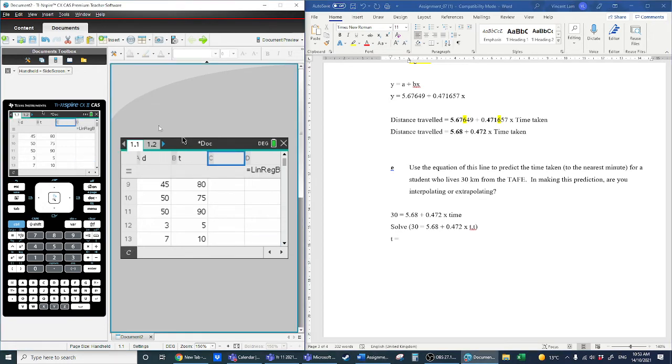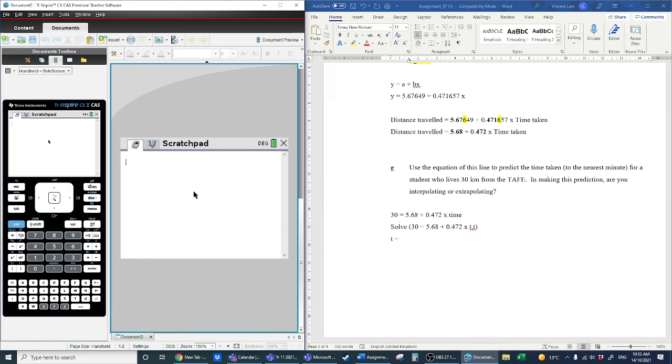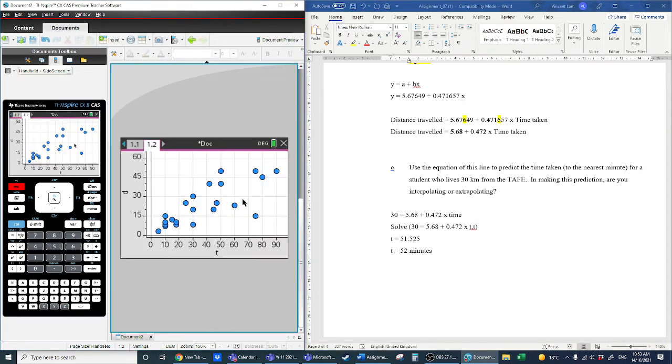Since I'm already in a table and this one is there, I'm just going to use the scratch pad. So solve that, and time is 51.525. It says the nearest minute, so t equals 52 minutes. And then the question is asking if it's interpolating or extrapolating. The t of 52 minutes is actually within the data set.